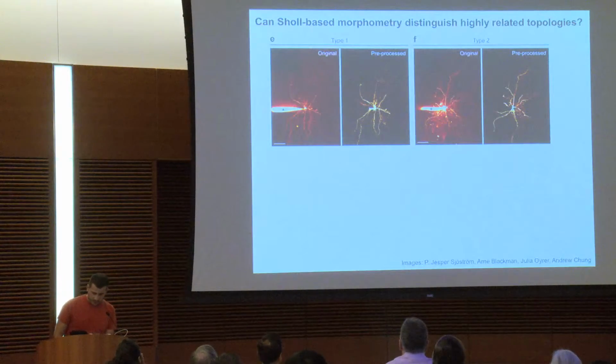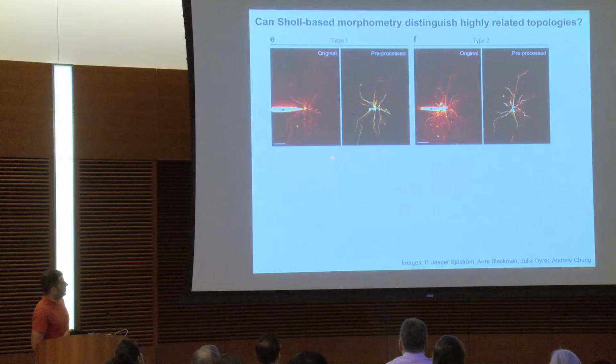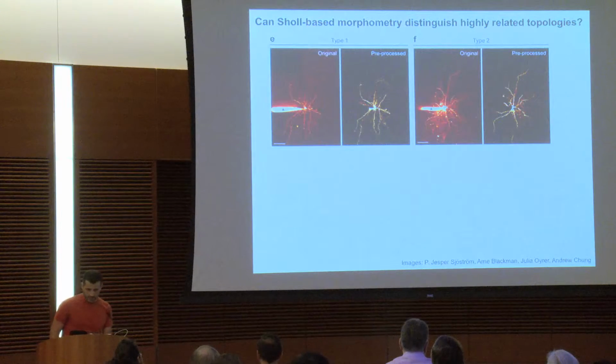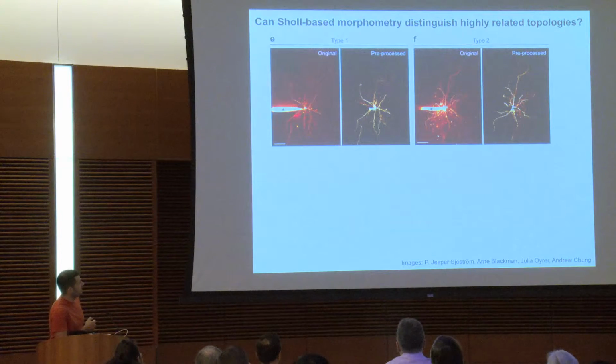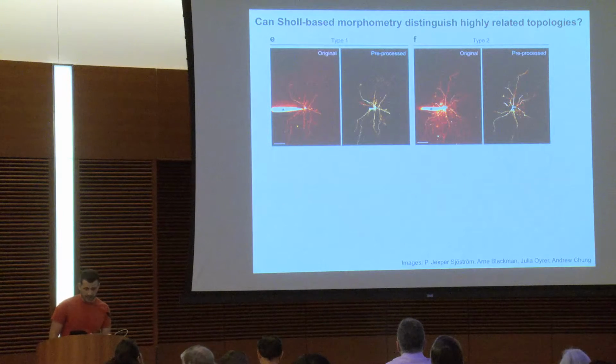So the other question is, okay, how sensitive is it? Can it be used to resolve topologies that are very similar to each other? And so in this case, I'm showing you now a different data set. So these are probably interneurons. These cells are very similar, but they are functionally distinct. And in this case, they're intracellularly filled. This is the recording pipette that is injecting the dye in the cell body, and you cannot distinguish the cells by naked eye.